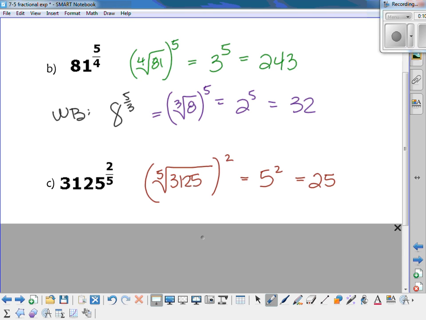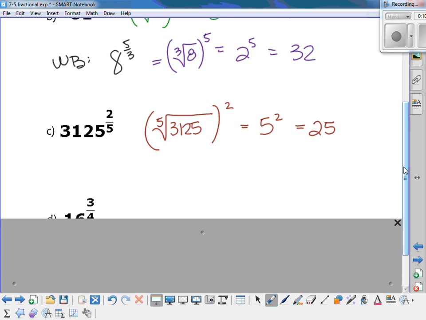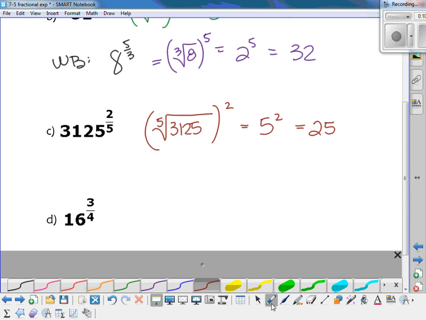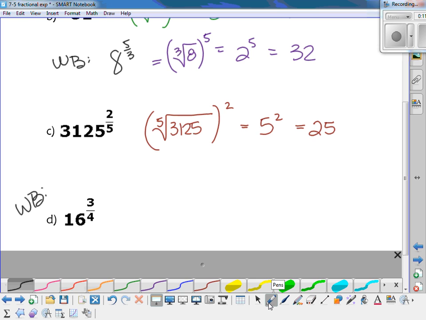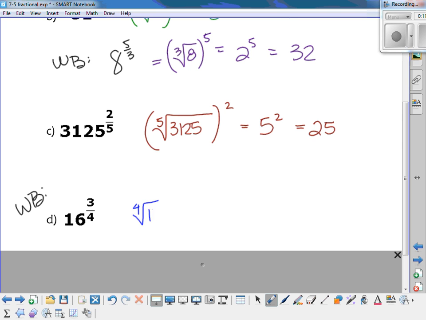All right, on your whiteboards, I'd like you to do this one. Okay, so we are taking the fourth root of 16 and raising it to the third power. Don't get tripped up and only take the square root, though. The fourth root's 2, and so 2 cubed is 8.